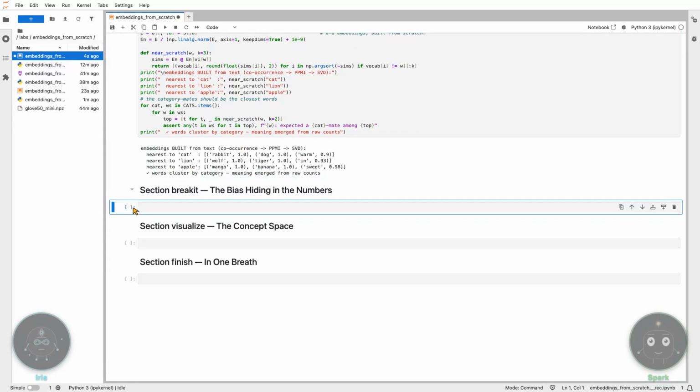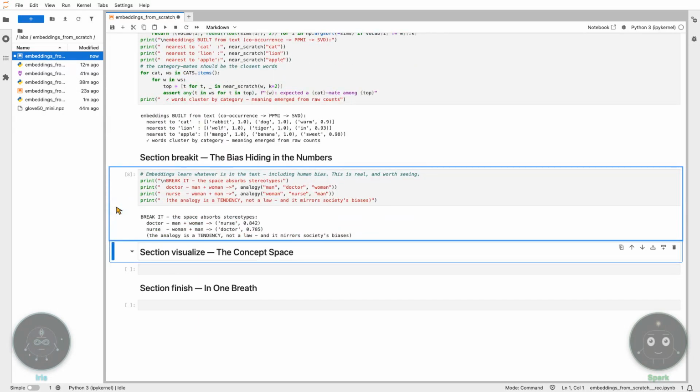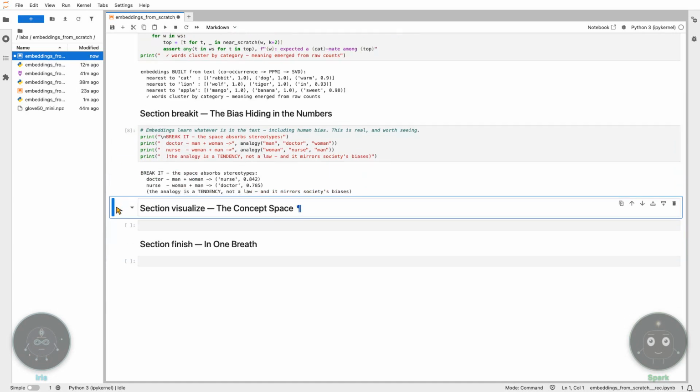Section 7. Break it honestly. The space learns whatever is in the text, including our bias. Doctor minus man plus woman lands on nurse. The analogy is a tendency, not a law, and it mirrors society's stereotypes.